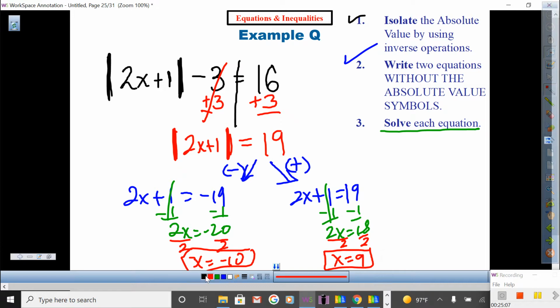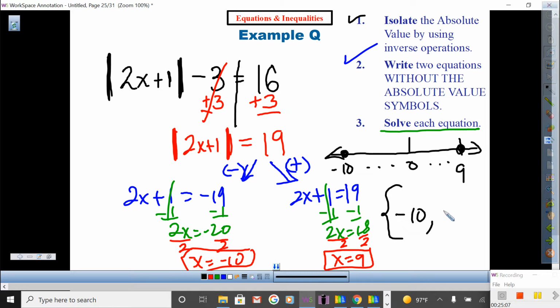Okay, let's graph this. Here's my graph. We got dot, dot, dot, negative 10, it's right there. Dot, dot, dot, positive 9, right there. So my solution set, negative 10, comma, 9, close set. Yes?